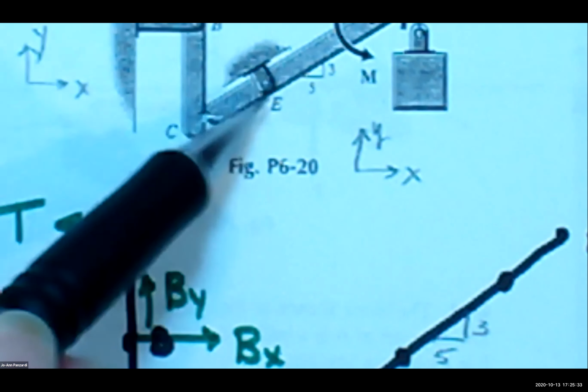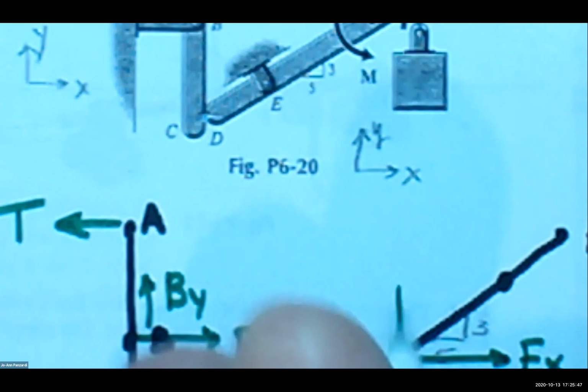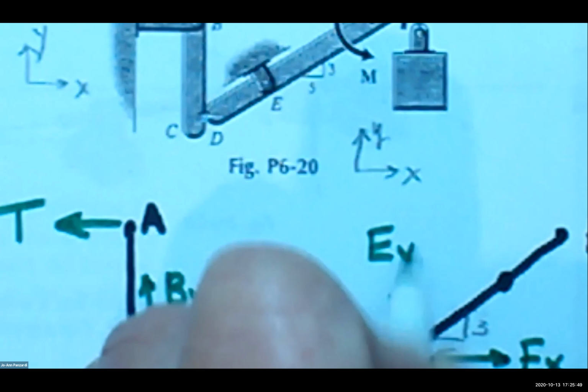Okay, it's a pin. So what does a pin resist, Jack? It resists the forces in the X and the Y. Great. So since it's at E, I'll call it EX and EY. And notice again, I'm always drawing it positive. Let me zoom out now.